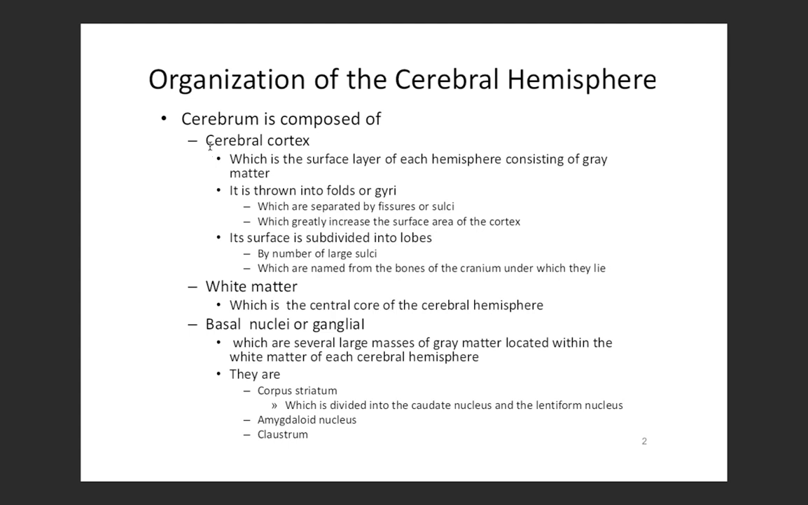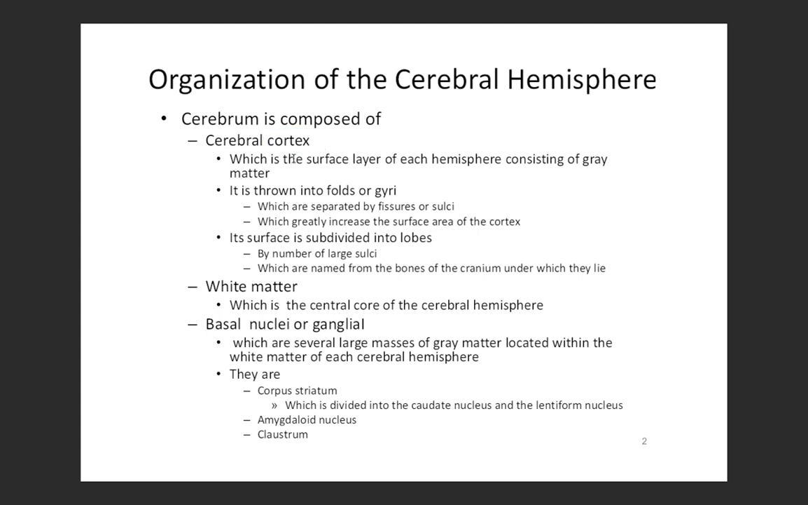As you know, the brain has gray matter and white matter, and you need to be aware of the different organization of the gray and white matter in the brain compared to the spinal cord. In the spinal cord, the gray matter is found in the inner core and the white matter on the outside. However, in the brain it is completely the opposite: the gray matter is found on the outside of the cerebrum, and the white matter is inside, in the inner core of the cerebrum. So what is the cerebral cortex?